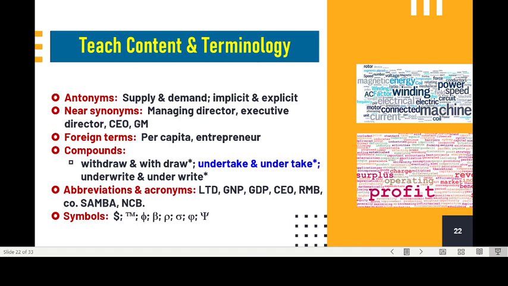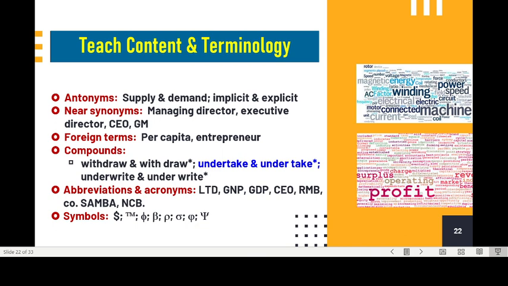Okay, so withdraw, for example, it's one word. There is no space. If it's with and draw, this is wrong. It's meaningless, has no meaning. Undertake also, not under and take. The two words should be spelled together, underwrite. So where I have the asterisk, it means this is incorrect. It's not used.